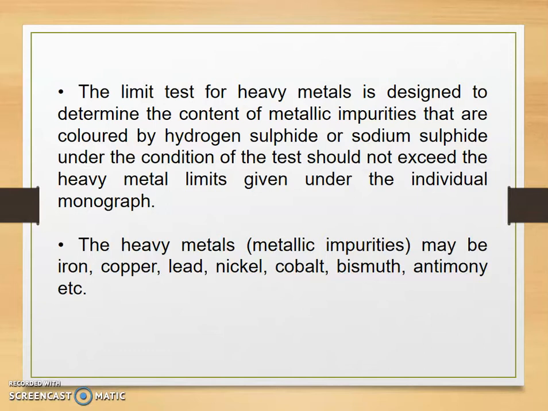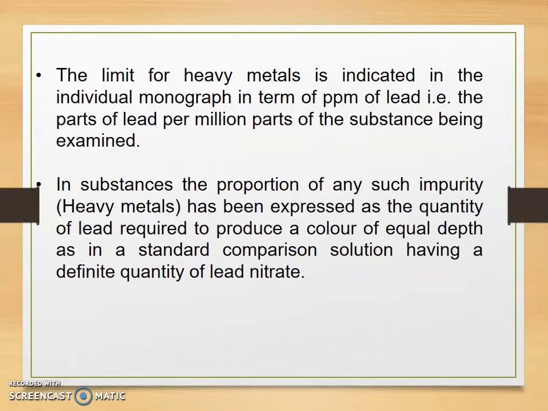The heavy metals, that means metallic impurities present in the substance, may be iron, copper, lead, nickel, cobalt, bismuth, antimony, etc. The limit test for heavy metal is indicated in the individual monograph in the term of ppm of lead. That means the parts of lead per million parts of the substance being examined.